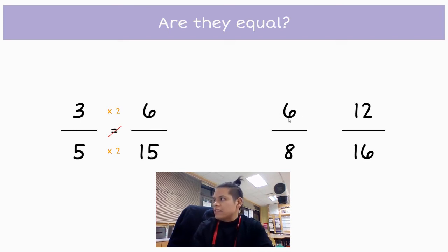All right, let's take a look at 6 twelfths and 8 sixteenths. Well, I know that I have to multiply 6 times 2 to get 12, and 8 times 2 equals 16. Since they both multiply by 2, they are equivalent.